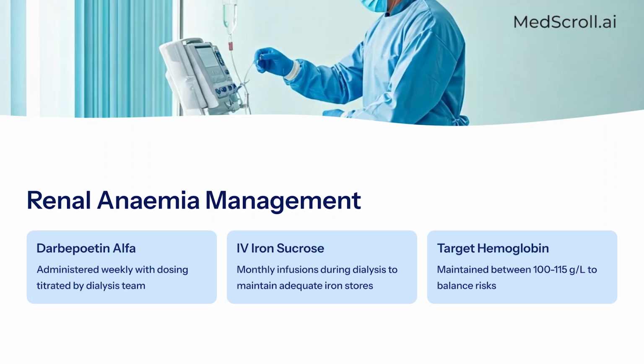Consistent with ESKD, Mr. Black has renal anemia, which is managed with darbepoetin alpha administered weekly, with dosing titrated by the dialysis team. He also receives monthly intravenous iron sucrose infusions during dialysis to maintain adequate iron stores. His hemoglobin target remains between 100 and 115 grams per liter, with careful monitoring to avoid overtreatment and cardiovascular risk.